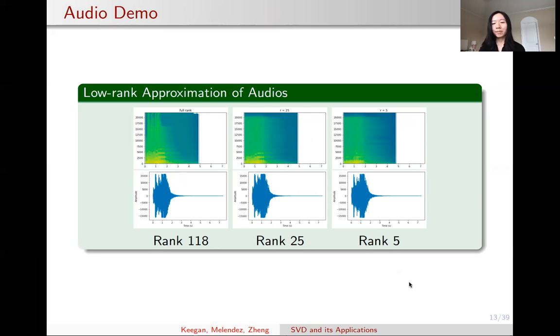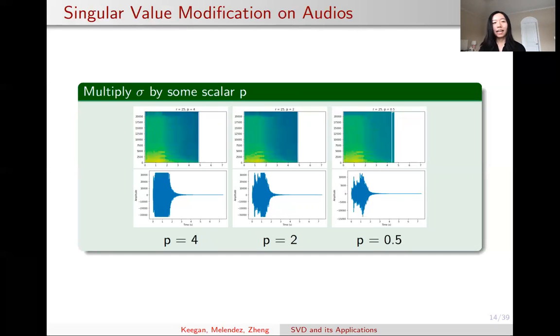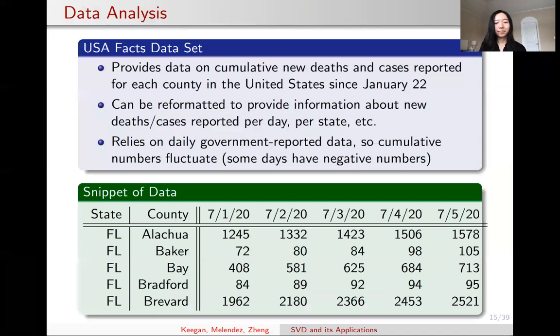Rank 5 still preserves the melody with only some slightly more noise added. And we also apply the singular value modifications onto audios. We multiply each sigma by some scalar p, and the amplitude would increase along with p.